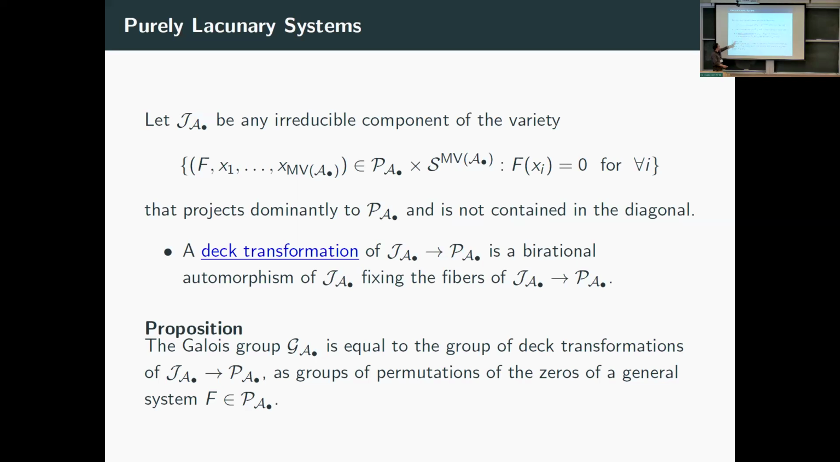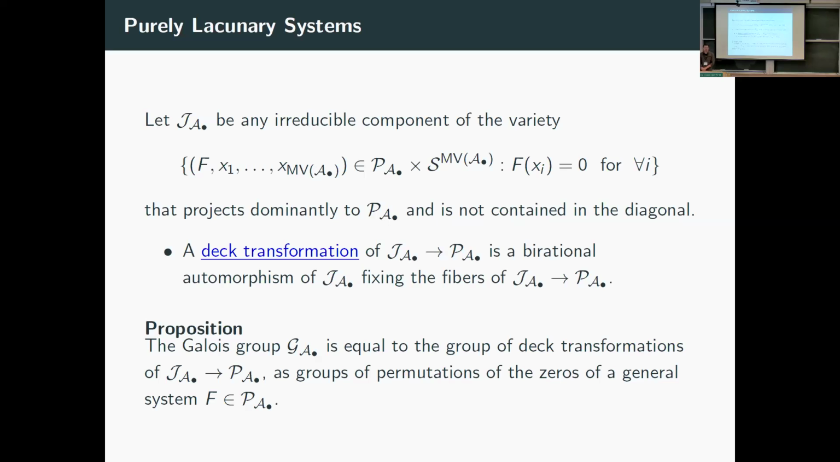And so you can show that these deck transformations, if you have a system F, actually act on the zeros of your system by just permuting them. And so we now have two groups that act on the zeros of a system F. We have this group of deck transformations of this variety, and we have the monodromy group, and they turn out to be equal. So the Galois group that we defined as the monodromy group of this covering space is actually equal to the deck transformations of this sort of odd variety. Are they actually actual maps? Yeah.